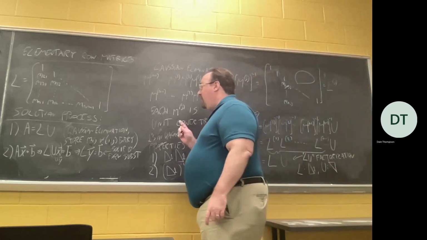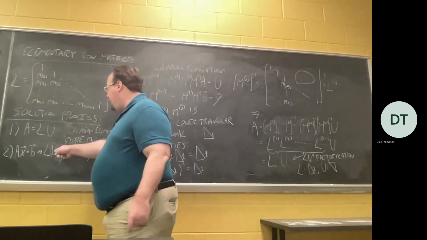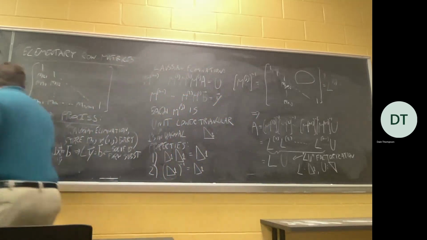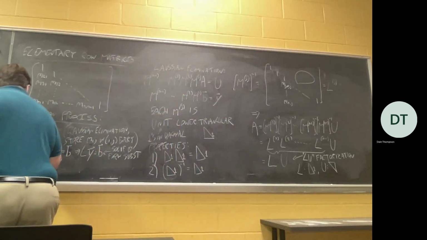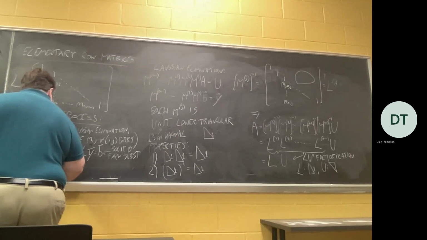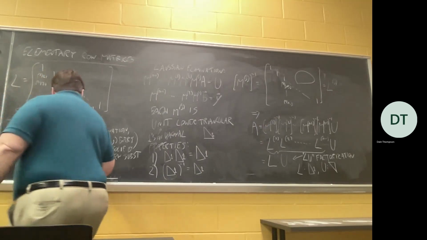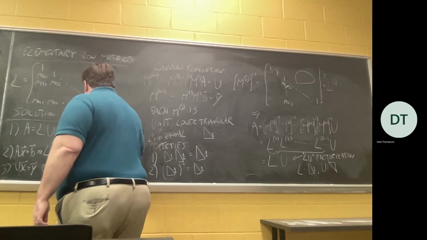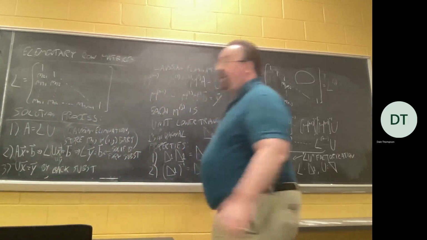Once we have Y, we have this relationship UX equals Y. So now we solve for X using back substitution. And then we're done.